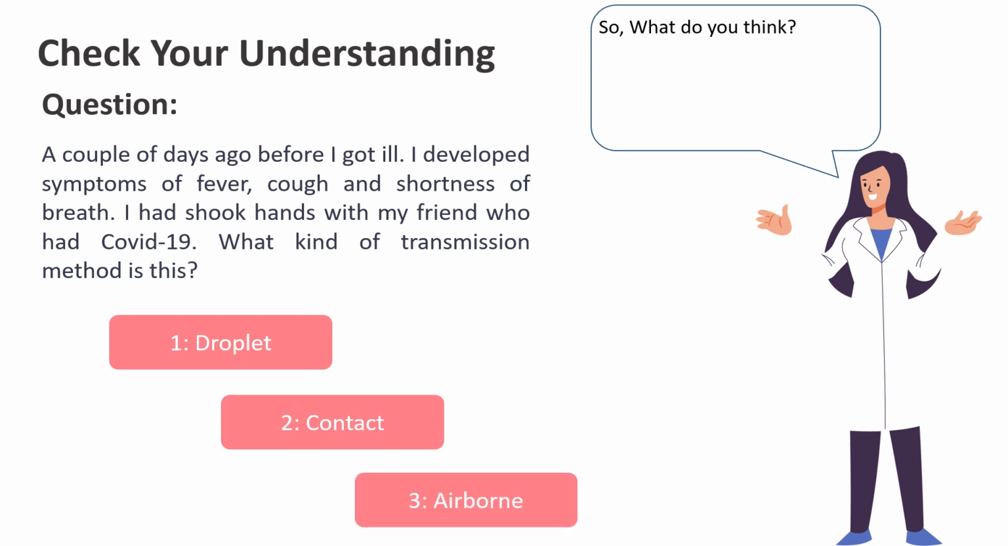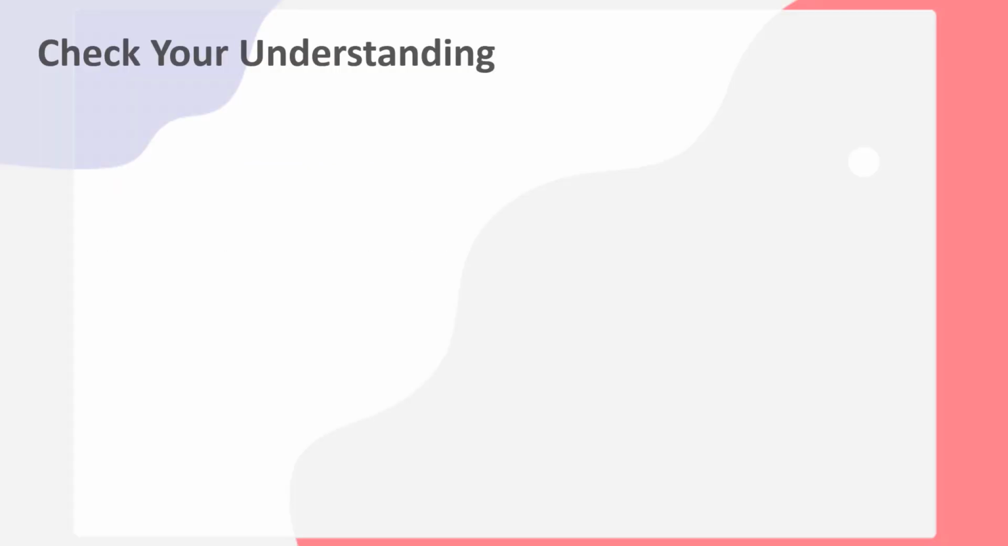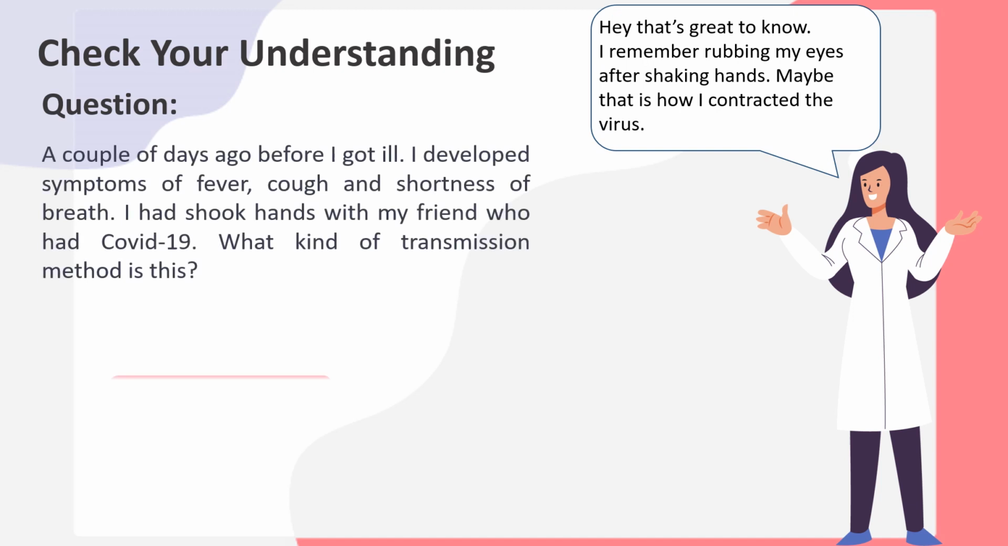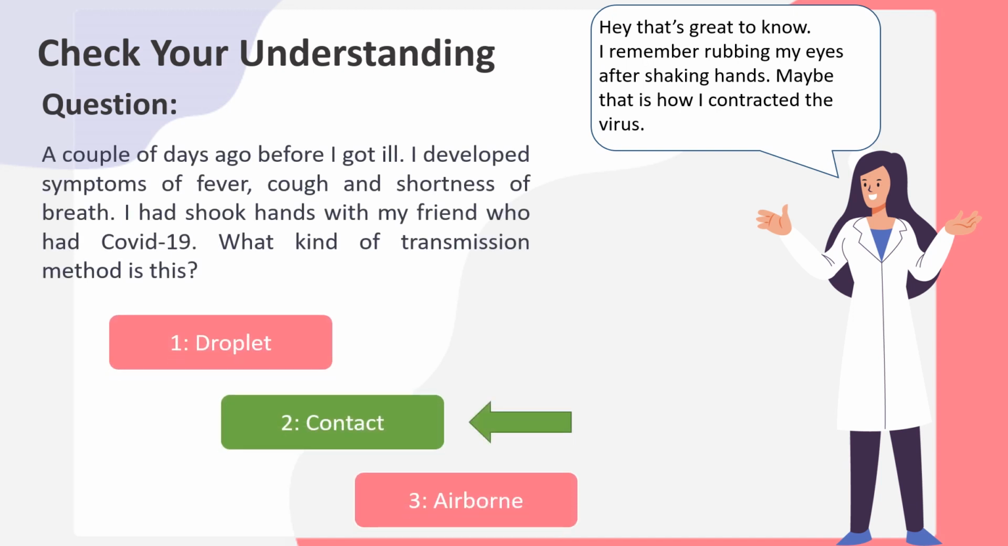Check your understanding. Question. A couple of days ago before I got ill, I developed symptoms of fever, cough and shortness of breath. I had shook hands with my friend who had COVID-19. What kind of transmission method is this? Droplet. Contact. Airborne. So, what do you think? Contact.